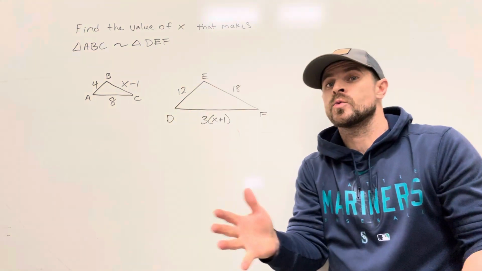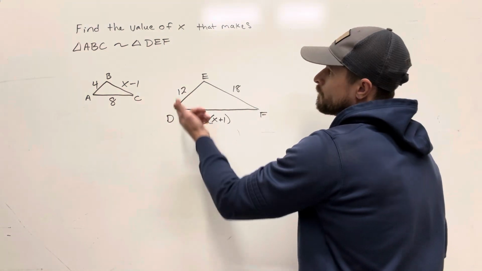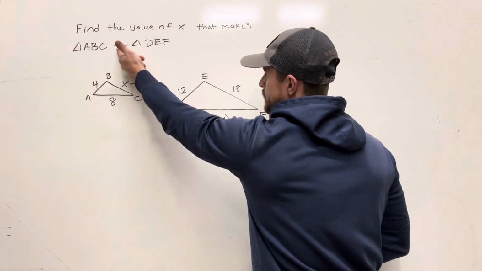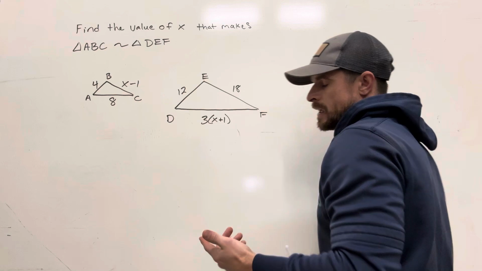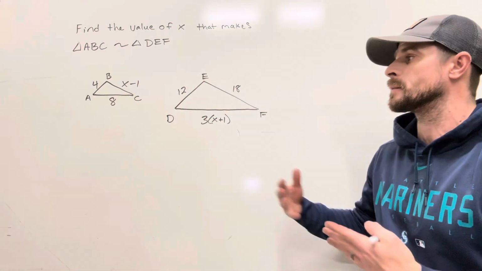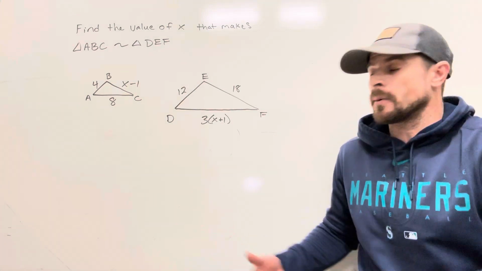In this video, we're being asked about triangles and whether or not they are similar. So find the value of x that makes triangle ABC similar to triangle DEF. Now, if triangles are going to be similar, they have to be proportional throughout, meaning we have proportional sides. What we can do in a problem like this is set up a proportion.